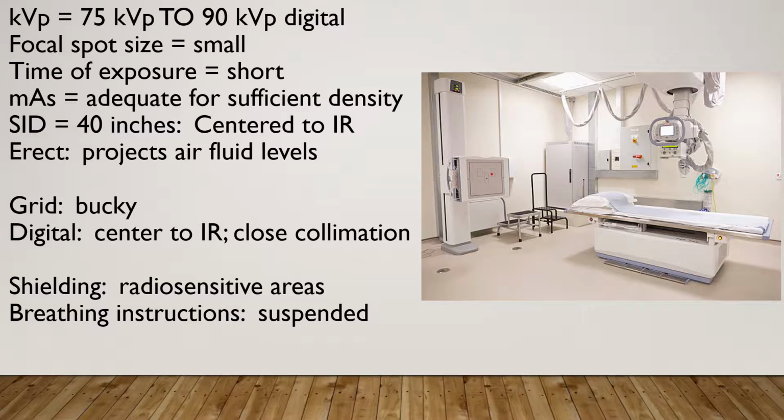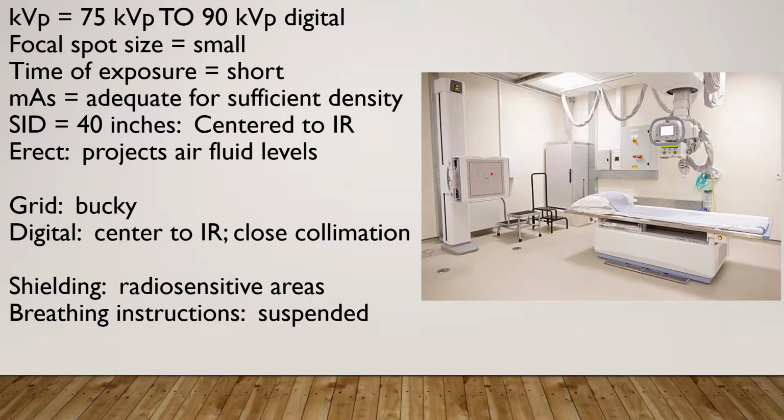The focal spot size should be small, and the reason we want a small focal spot size is because we want to allow for the potential for detail in our radiographic images. We want to make sure that our exposure time is very short and that the milliamps per second that we select is adequate for sufficient density. You will find that people of African American descent will have thicker craniums compared to people that are Caucasian. So you will probably have to use a little bit more mAs in those particular situations. The source to image distance is going to be 40 inches.